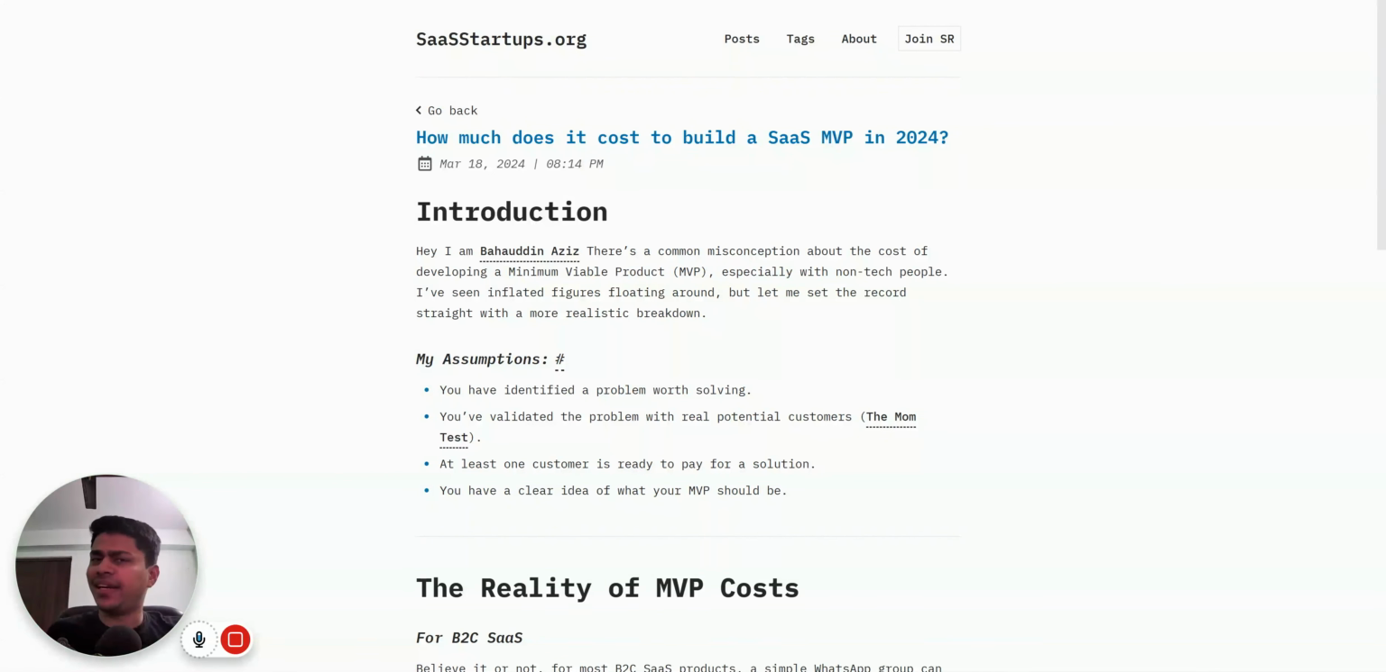It can obviously range. When it comes to an MVP, when you have a few customers, then obviously you bear some cost, but that also is not the amount that I have seen a lot of non-tech founders pay, which always somehow crosses $20,000. So let me just tell you.